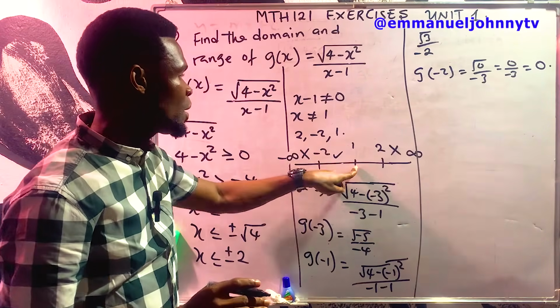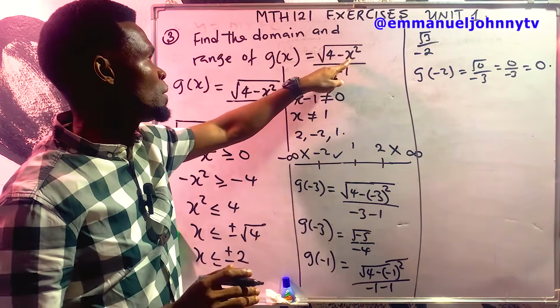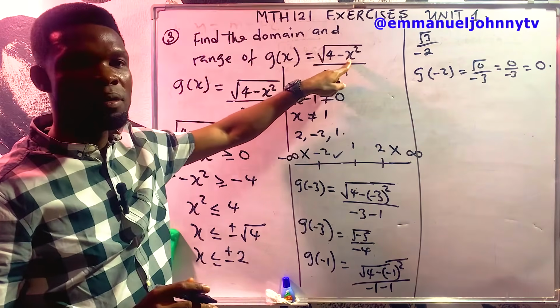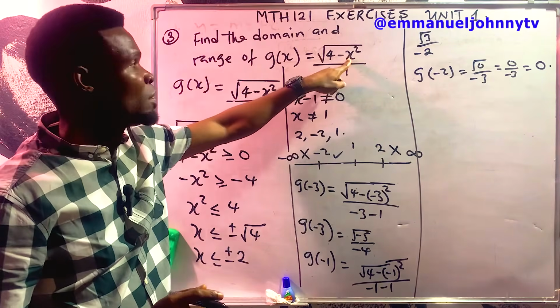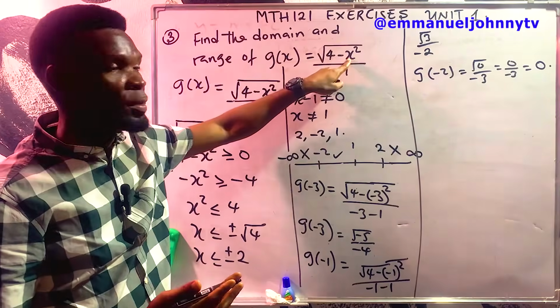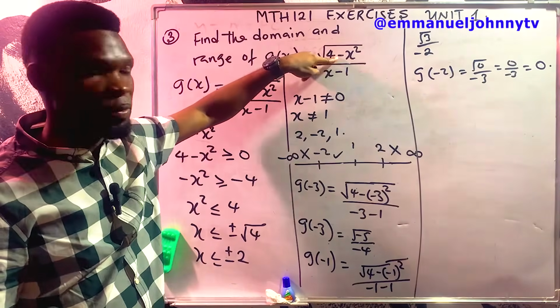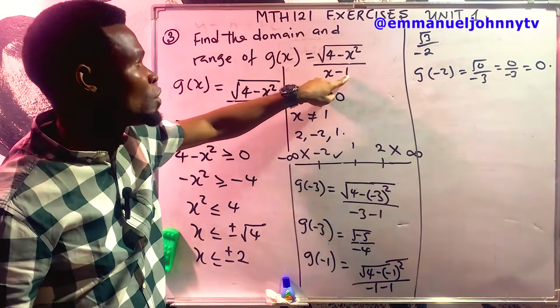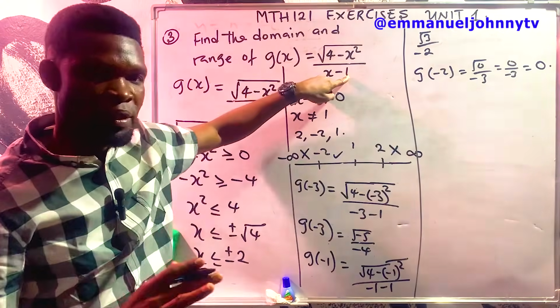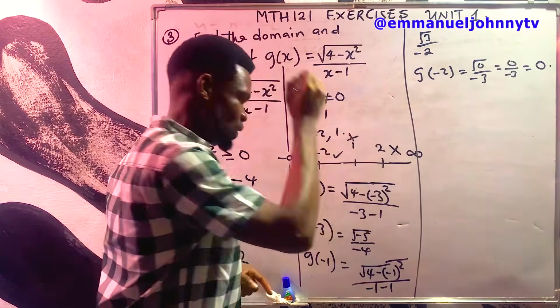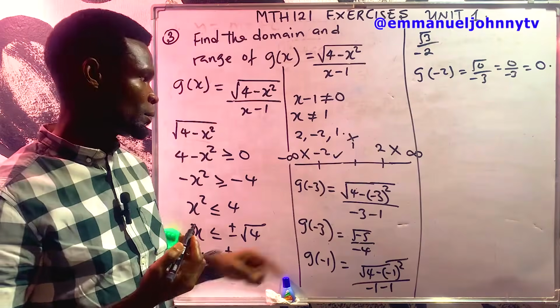Let's pick the critical point here, 1. Put it there. 4 minus 1². 1 squared is 1. 4 minus 1 is 1. Square root of 1 is positive. But 1 minus 1 is 0. It makes it undefined. So this point is not inclusive.